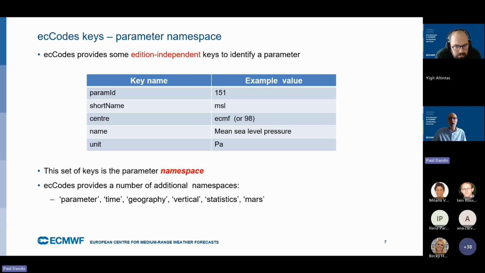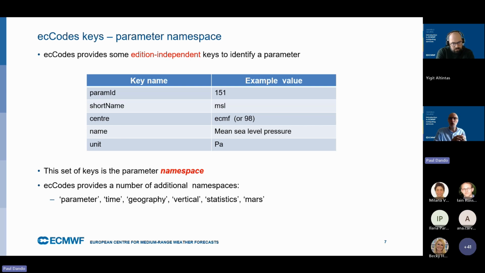ecCodes provides a number of additional namespaces. So, for example, as well as parameter, we have time, which tells you the date the product was created, at which time. So these would be your base date and base time, if you like, or your analysis date and analysis time. You've got your forecast step, so at which hour. So this is like the Mars step, if you like. You also have something which gives you the validity date and the validity time of the product.